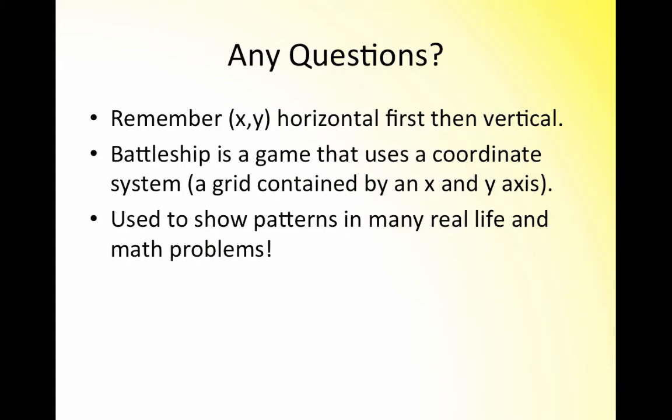To summarize what we did today, remember that X and Y is how we plot our points. Horizontal is first and then vertical, so our bottom one, our X, and then our Y going up. Battleship was an example of a game that uses ordered pairs, and personally I thought it was a little fun. And finally, we saw that we have real-life examples that we can use in a lot of math problems. Are there any other ways that you could possibly think that people may use this, other than to graph something like we did in class today?